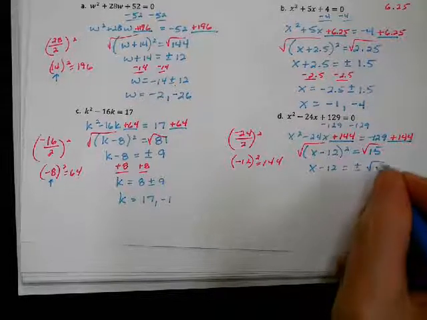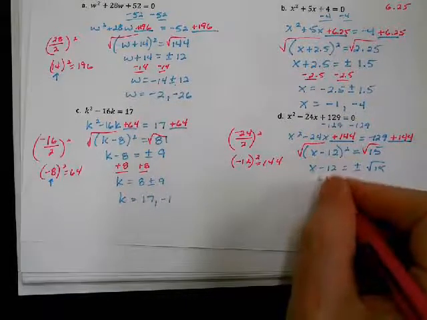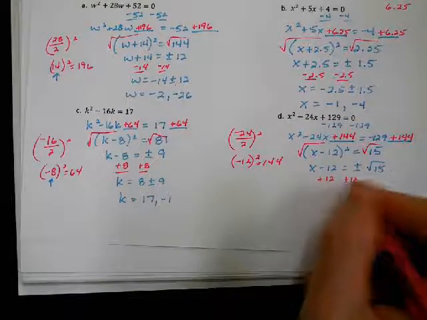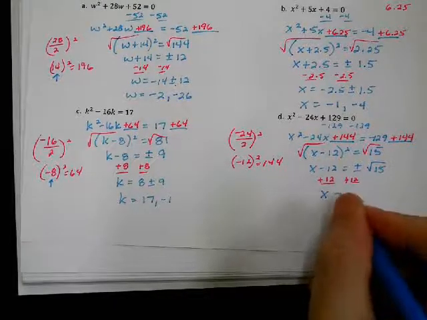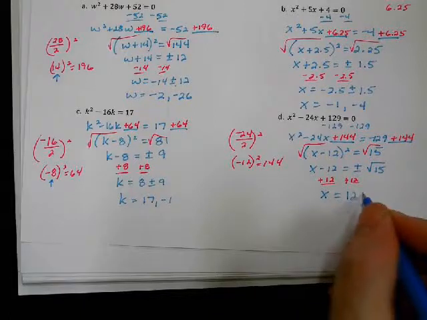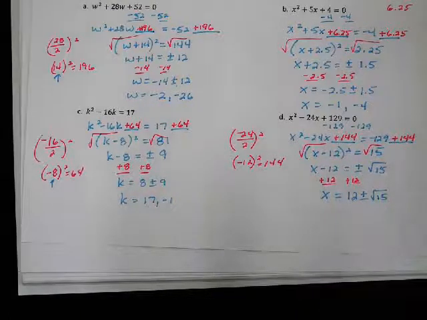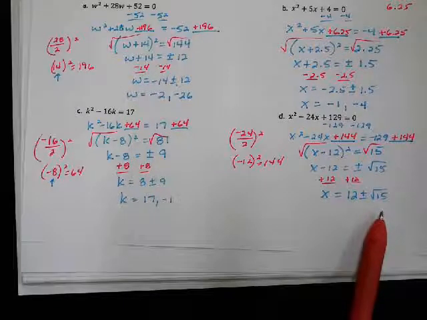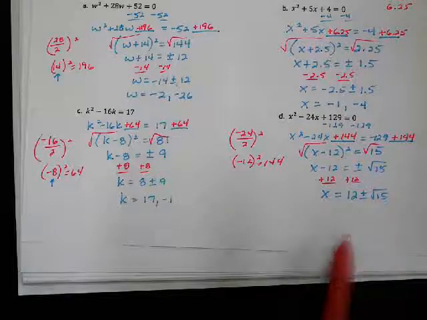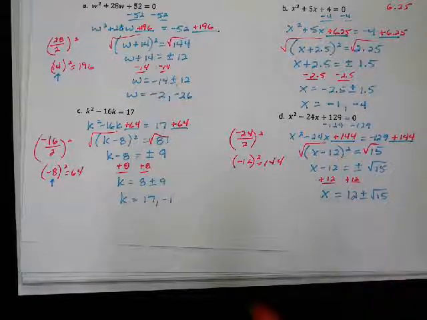Last step, I'm going to add 12 to both sides. And I end up with x is equal to 12 plus or minus the square root of 15. And that's just how we're going to leave that answer because we've got that irrational number here that goes on forever and I can't write it down. But we do know there's two answers there, 12 plus the square root of 15 and 12 minus the square root of 15. All right, that's all I got.